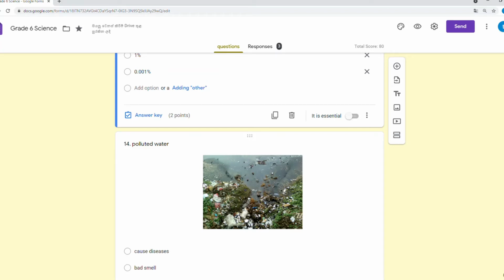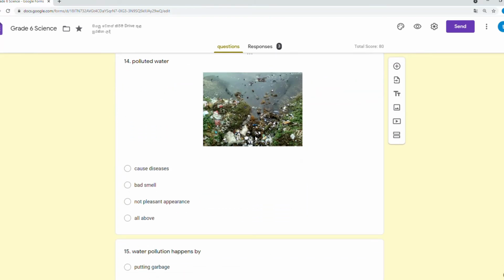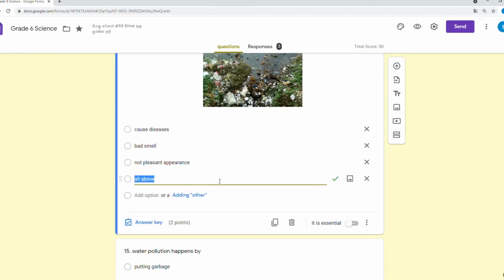If the polluted water is there, then what will happen? It has a bad odor or smell and spreads diseases, and you can see this kind of unpleasant appearance. Unpleasant means we don't like to see that picture. That's the unpleasant nature. So all these things are the features of polluted water. So your answer should be the fourth one. All of the above are the features.